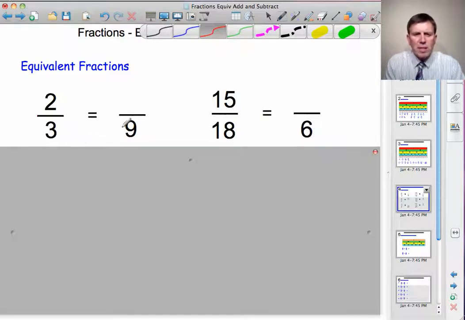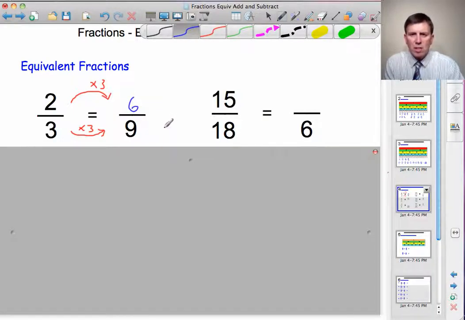What's happened to the 3 to get to 9? We've multiplied it by 3. But whatever we do to the bottom of a fraction, we must also do to the top if we're going to keep the fraction the same size. So we need to multiply that by 3. And 2 times 3 is 6. So 2/3 is an equivalent fraction to 6/9.